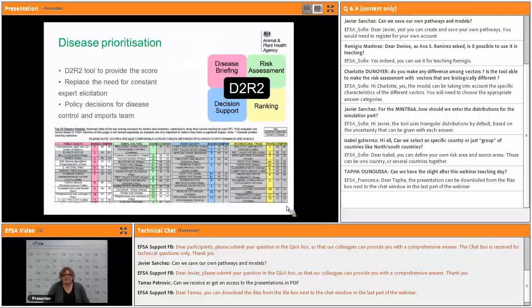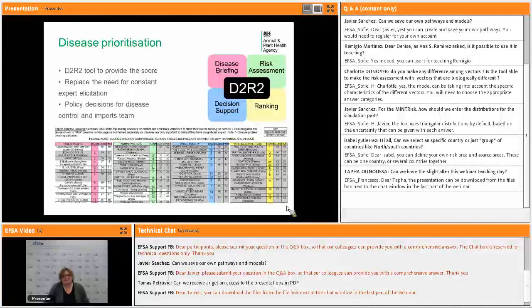So the reason we developed the tool in the first place was to support another system we have called the D2R2, which is a disease risk and prioritization ranking tool. It's not R2D2. And for this tool, we look at both endemic and exotic diseases in the UK and give them a priority according to one of the reasons for government intervention. And part of that whole process is also to consider the risk of introduction of disease.